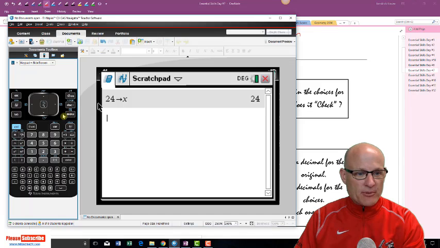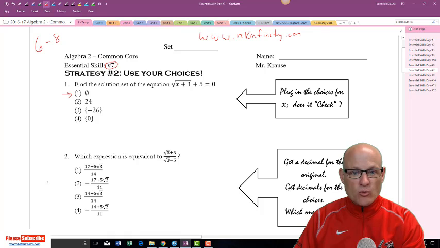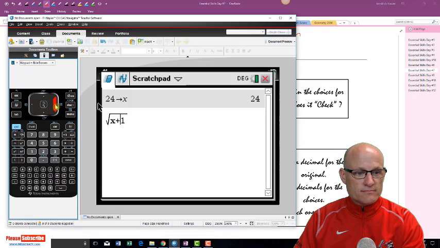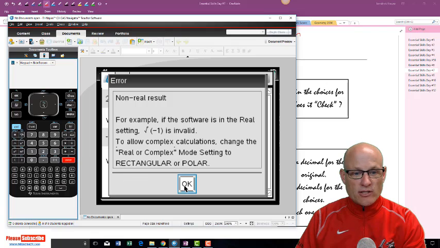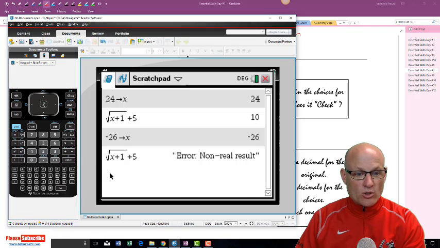So this one, I'm just going to type in the square root of x plus 1, plus 5. And does that equal 0? Nope, that equals 10. How about negative 26? Negative 26, Control var X, enter. Non-real calculation, error, doesn't work.